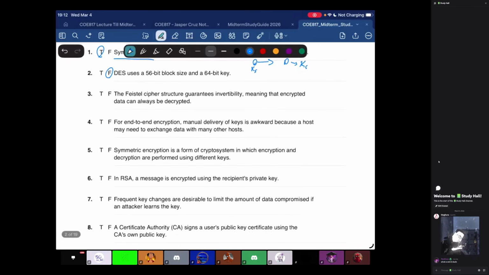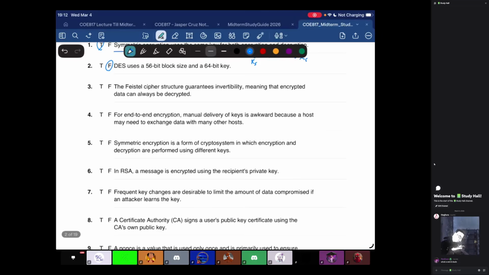All right, next question. The Feistel cipher structure guarantees invertibility, meaning that encrypted data can always be decrypted. This statement is true. One of my friends explained it like a Rubik's Cube. A Feistel cipher is like a 16 combination move that you do.